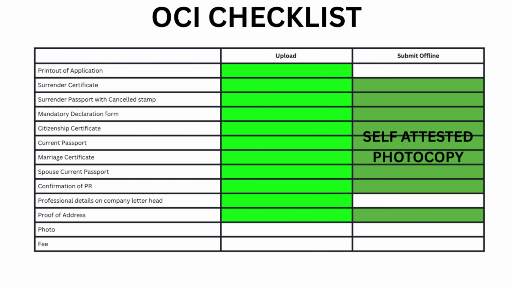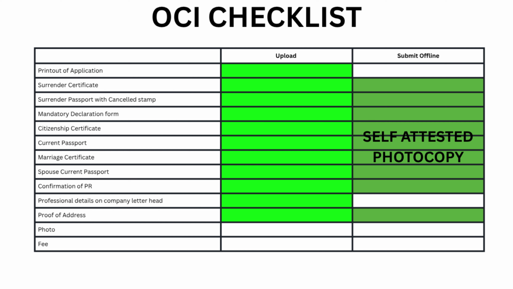Take a printout of the completed application form. This can be in black and white. You don't need a color printout. Then all the documents that were uploaded, take a printout of that, photocopy of that, and do a self-attestation. Self-attestation is nothing but you do your signature as a certified true copy.